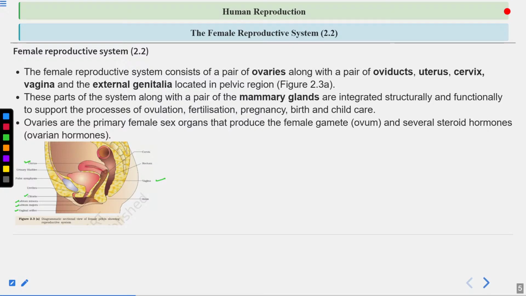We'll talk about all of these parts. We will understand all of these parts of the female reproductive system. Then you can see here the urinary bladder, which is a part of the excretory system. Then you can see here the cervix. This is also part of the female reproductive system. Then the rectum and anus are part of the digestive system. So you can see the female reproductive system is located in the pelvic region.